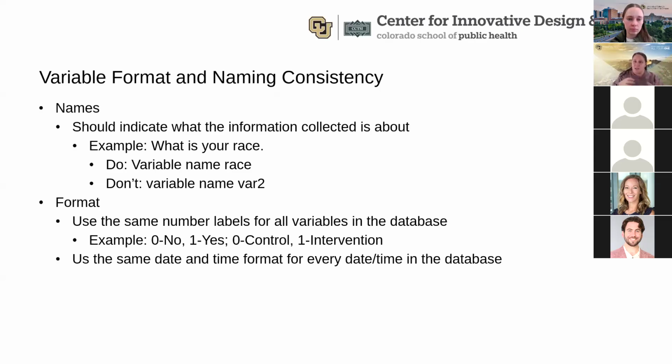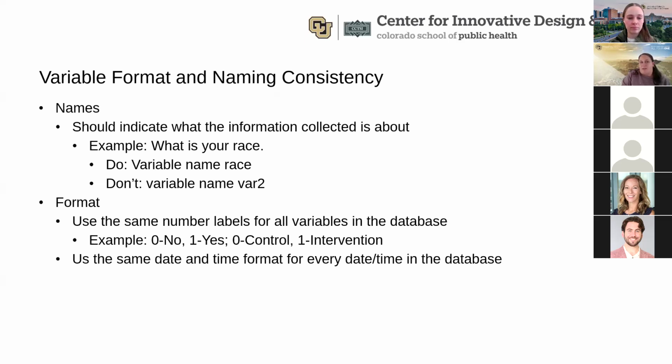It's a lot easier to then just be able to know that race is going to be race and age is going to be age, as an indication of what the actual information is related to that variable. And then format is really important.